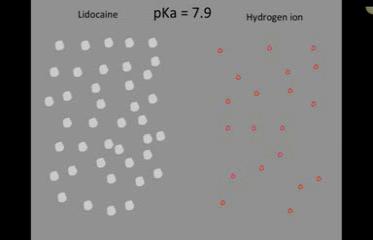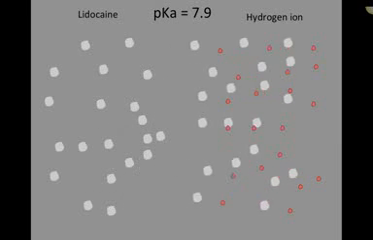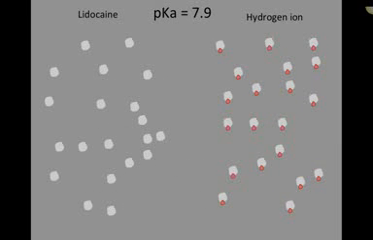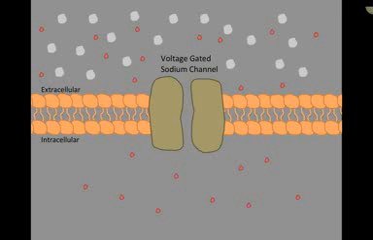Lidocaine is a weak base with a pKa of 7.9. This means that if lidocaine were injected into a tissue with a pH of 7.9, half of the drug would combine with positive ions and become ionized, or charged, and the other half would remain unionized. The average physiological pH of human tissue is 7.4.